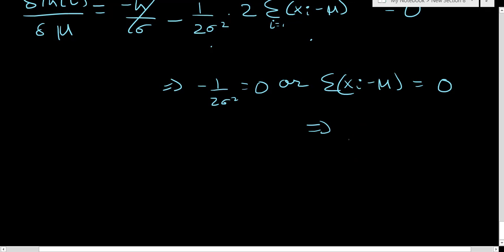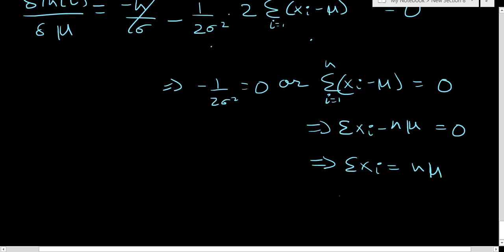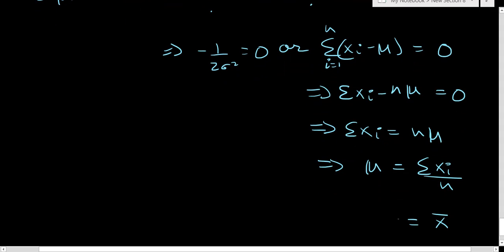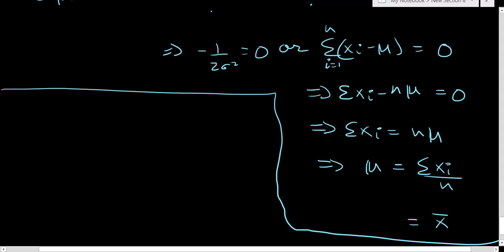That would mean that summation xi minus mu, since this is a constant, summation makes it n times because I've got n terms here going from 1 to n. So this is n mu is equal to 0, which implies that summation xi is equal to n mu, and that implies that mu is equal to summation xi over n, or it is just equal to the sample mean, right? As you would have expected, the population mean is equal to the sample mean. This is a result which you would have derived from method of moments estimate too, right?